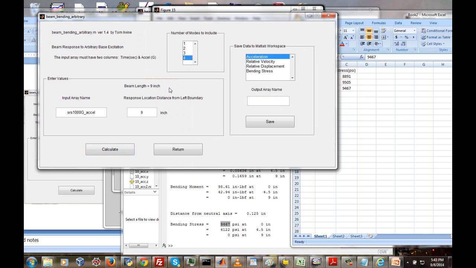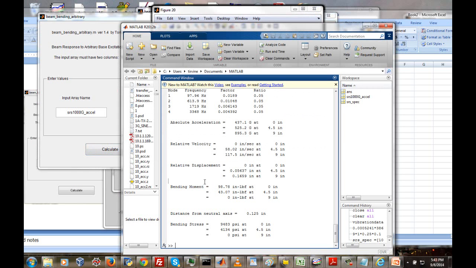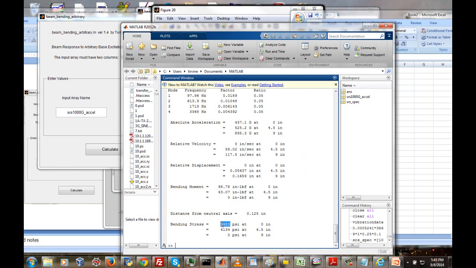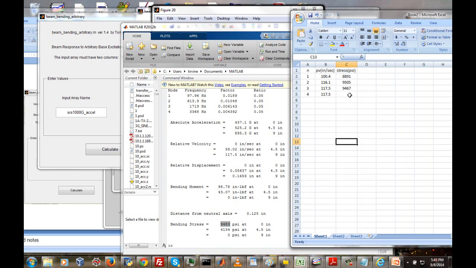And if we include 4 modes, the relative velocity is the same, to the same number of significant digits, as if we only included 3 modes. And the bending stress is really remaining about constant. So this is just showing you what happens if we go through the various number of modes, including only 1 mode, the first and second, first, second, and third, and all 4 modes.